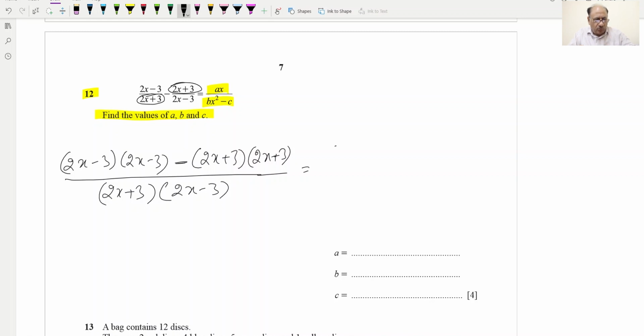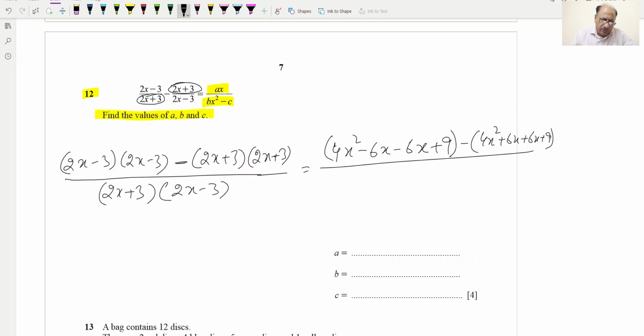and further we can multiply, and this will be 4x squared. 2x into 2x is 4x squared, and minus 2 into 3 will be 6, so minus 6x, and minus 3 into 2x will be minus 6x, and minus 3 into minus 3 will be plus 9. This will be the first expression after multiplication, and the second expression after multiplication will be 4x squared plus 6x plus 6x plus 9, divided by 2x plus 3 and 2x minus 3.